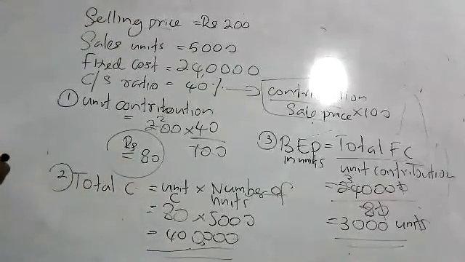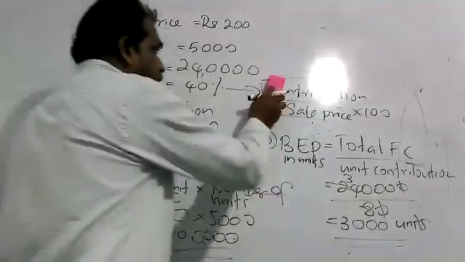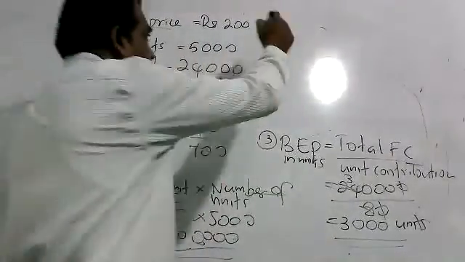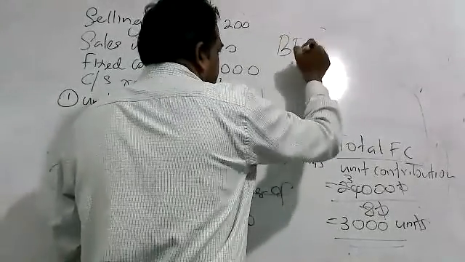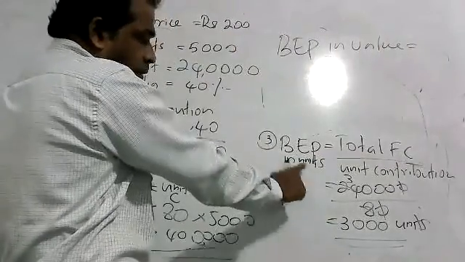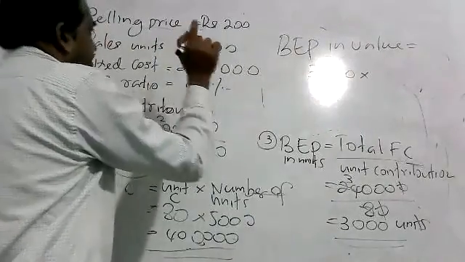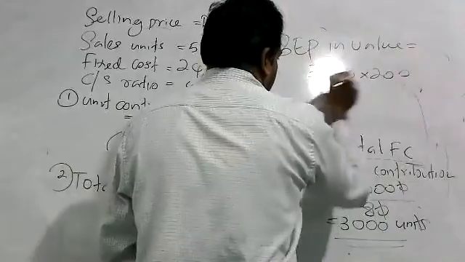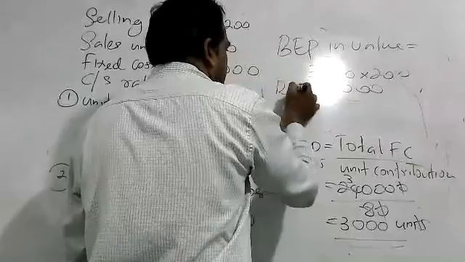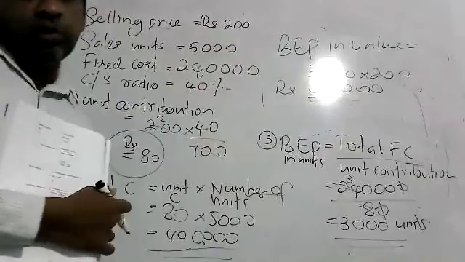Then you can calculate BEP in value. BEP in value equals, if you know BEP in units, 3,000, you can just multiply by selling price, that is 200. Then you get 600,000 rupees. If you know BEP in units, you just multiply BEP in units by selling price per unit. Then you can easily calculate.